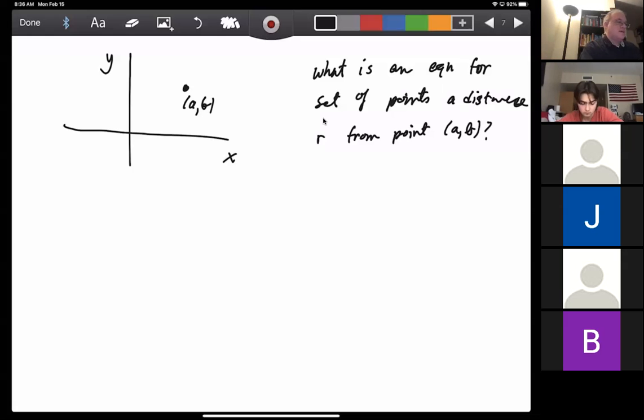Okay, so does anyone remember what we're talking about? The set of points equally distant from a given point. So what do we call that set of points? So it's a circle, right? And what's the equation of the circle that we're talking about here?